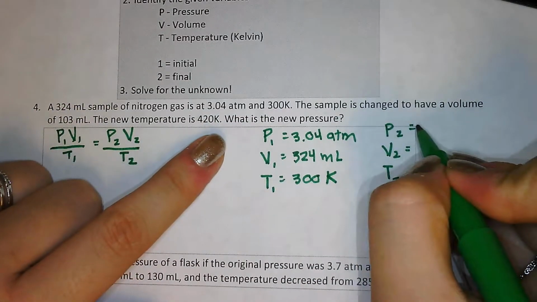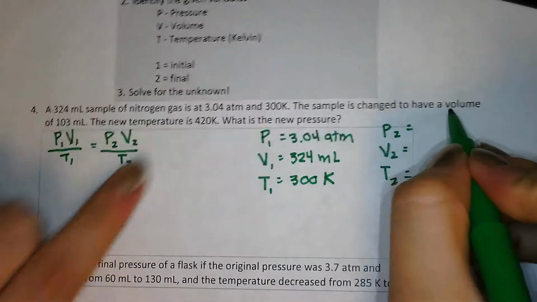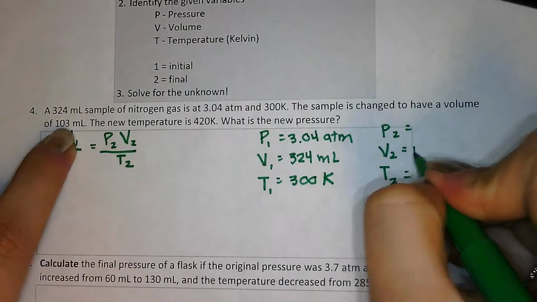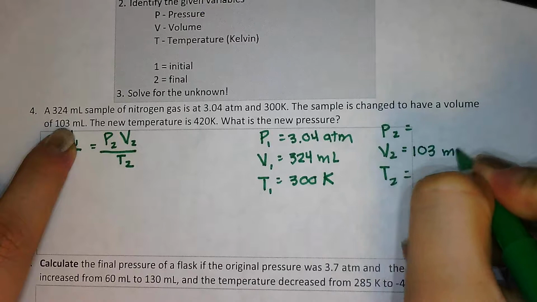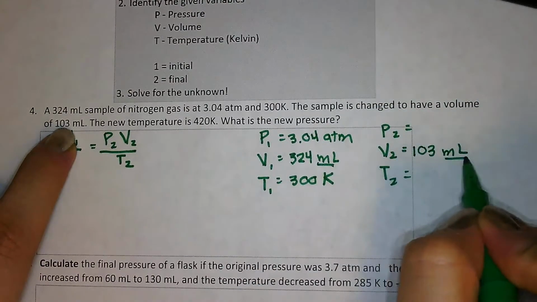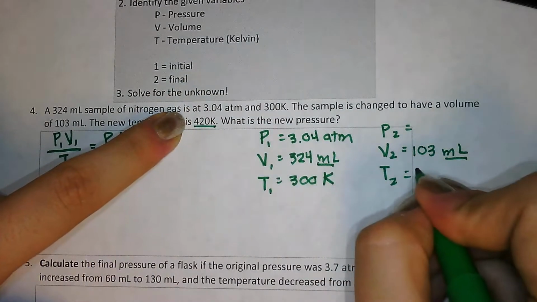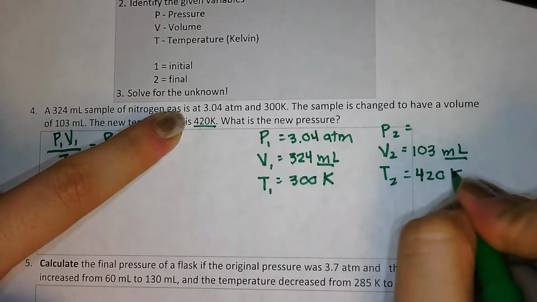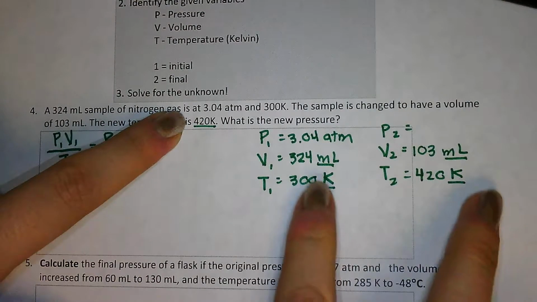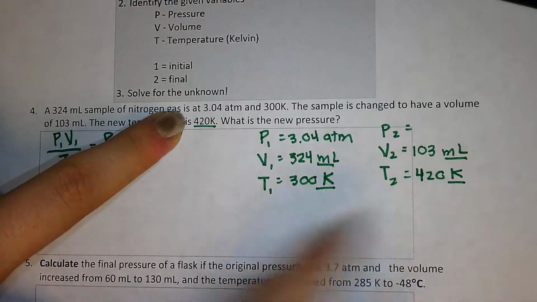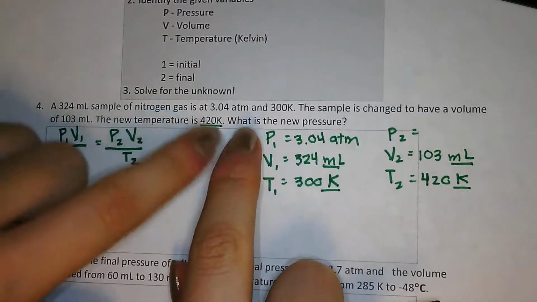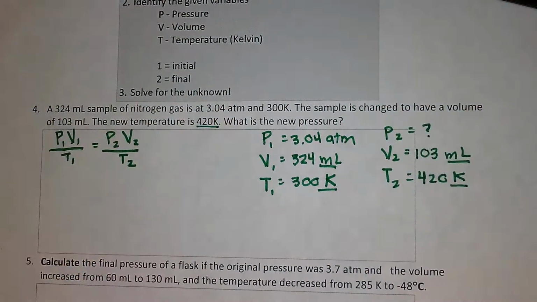Okay. The sample is changed to have a volume of 103 milliliters. So this is the new volume. See that the units match, milliliters, milliliters. The new temperature is 420 K, so 420 Kelvin. I am working with Kelvin and my units match. Again, temperature always has to be in Kelvin for all of these problems. What is the new pressure? So I am solving for P2.